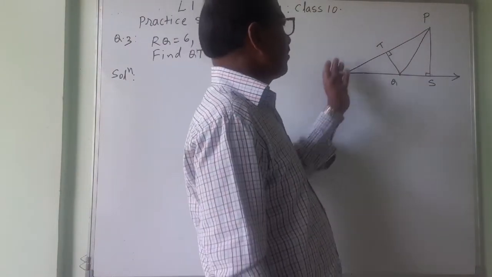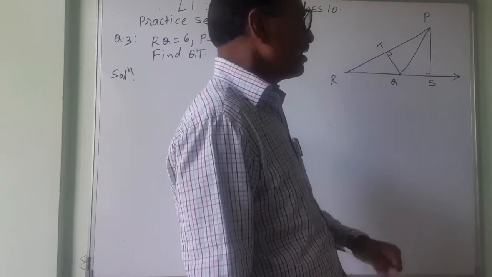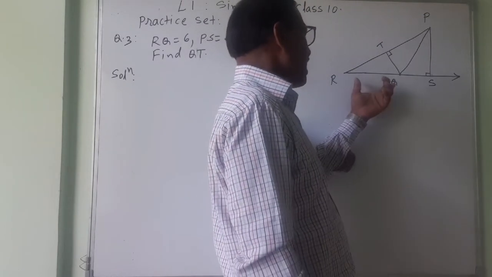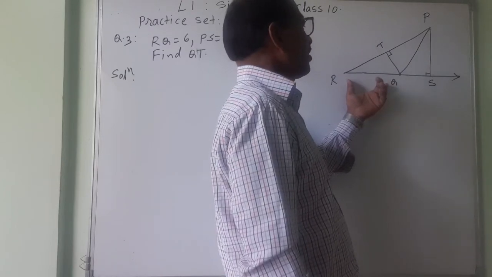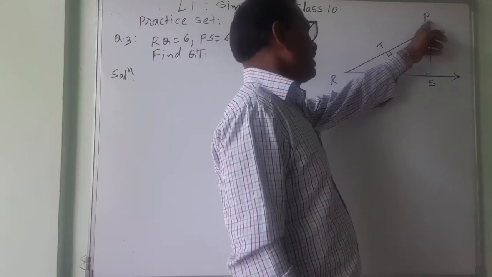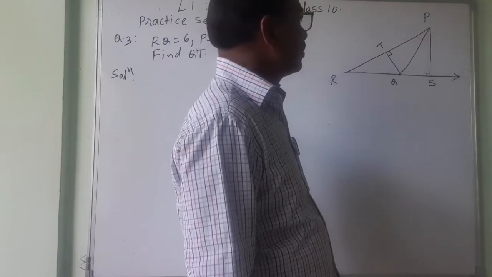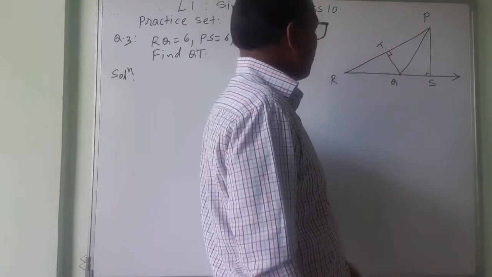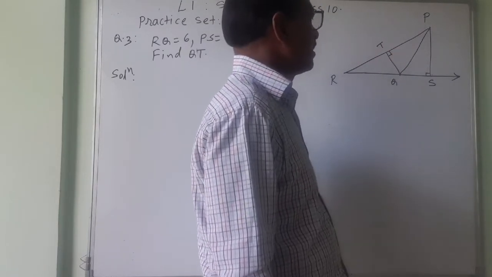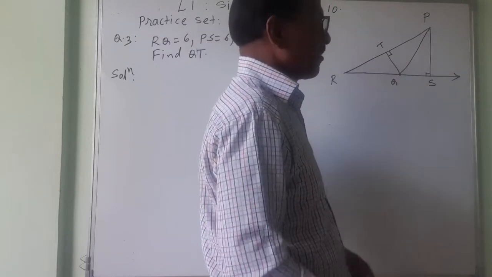Again, for triangle PRQ, there is another height also. When the base is RQ, the perpendicular from the opposite vertex P is this. So PS is the height. So for the areas of the two triangles, the triangle is the same, but the bases are different this time.